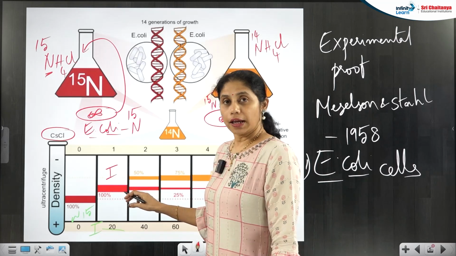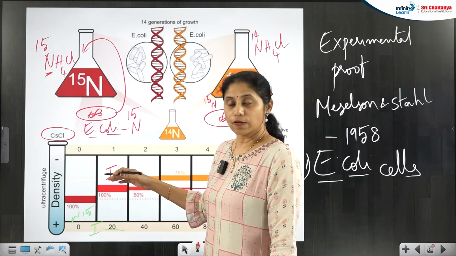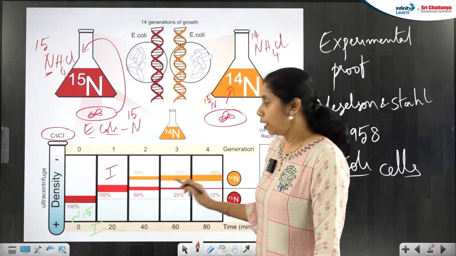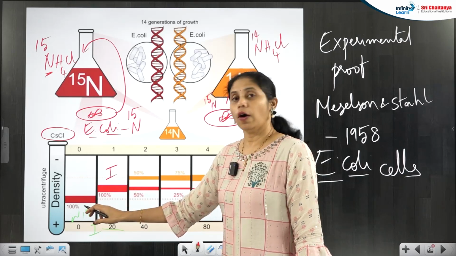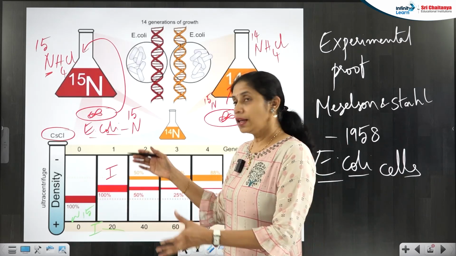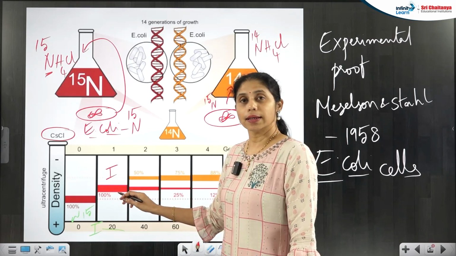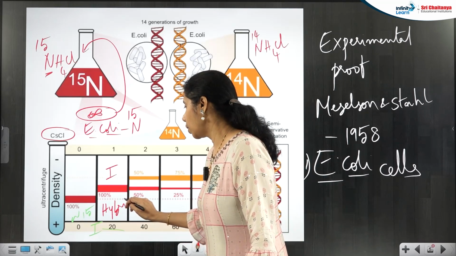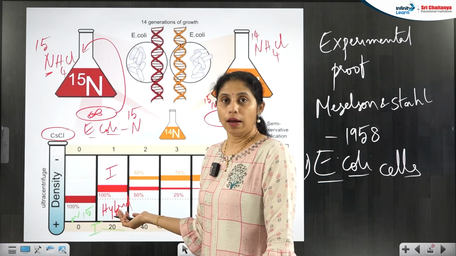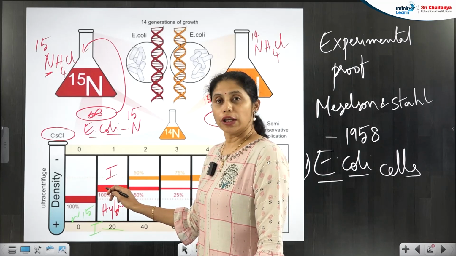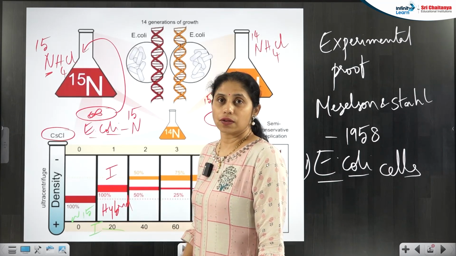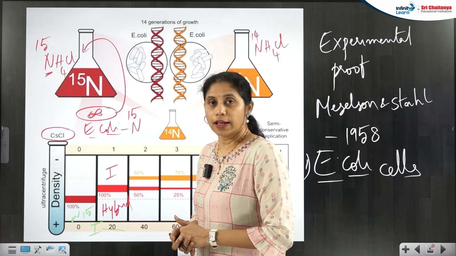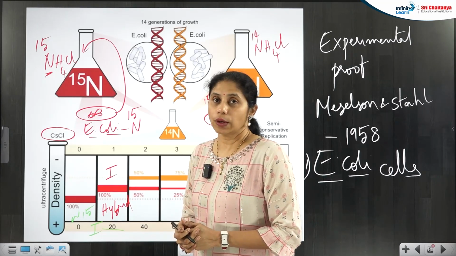This clearly indicates that a middle band is formed, because N15 is the red band and N14 is the yellow band, but this is neither yellow nor red. It is in between the two, and this is called hybrid DNA, or intermediate DNA, where one strand is 14 and one strand is 15. So after the first generation, 100% hybrid or intermediate DNAs were there.